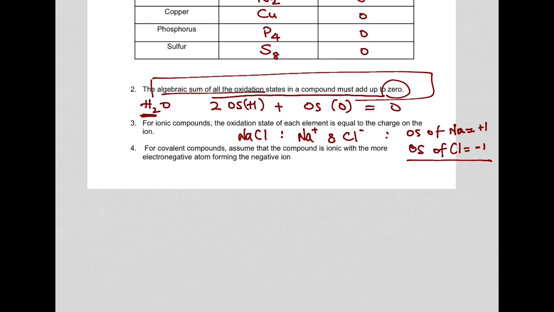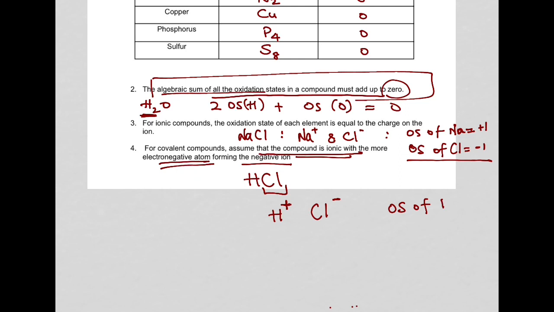For covalent compounds, we are going to assume that the compound is ionic, where the more electronegative atom is forming the negative ion. For example, I take HCl. This is covalent, but Cl is more electronegative than H. So we're going to assume that it is Cl minus. Therefore, this is going to be H plus. Therefore, the oxidation state of H is +1 and the oxidation state of Cl is -1.